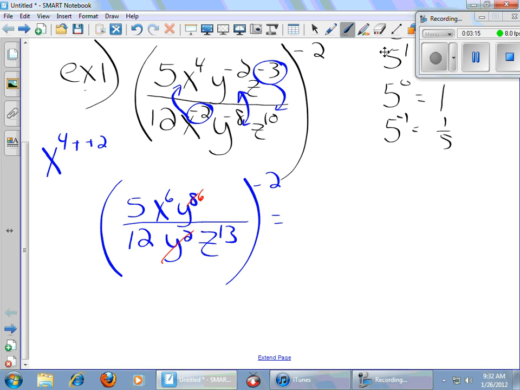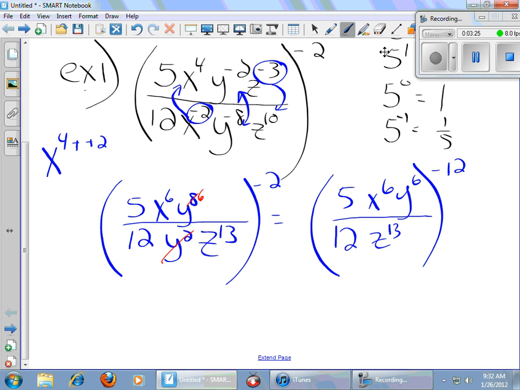Now just to make it a little bit cleaner, 5x to the 6th, y to the 6th in my numerator, 12z to the 13th in my denominator. Now, oops, not -12, excuse me, just -2. All right, I've got a -2 here.